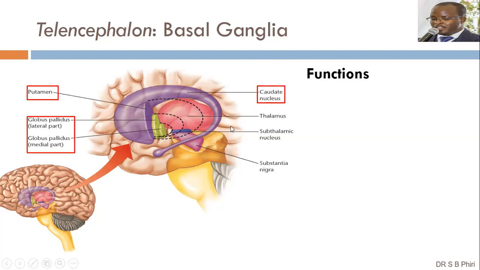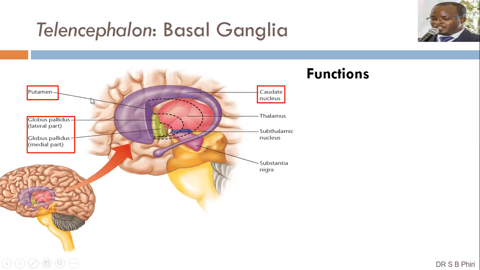Then on top of that, you have the thalamus. So we have 2 thalami. Then you can also appreciate the subthalamic nucleus and substantia nigra. Sometimes you can have dysfunction of this part of the brain that will result in Parkinson's disease, which we'll discuss later on, how it comes in.